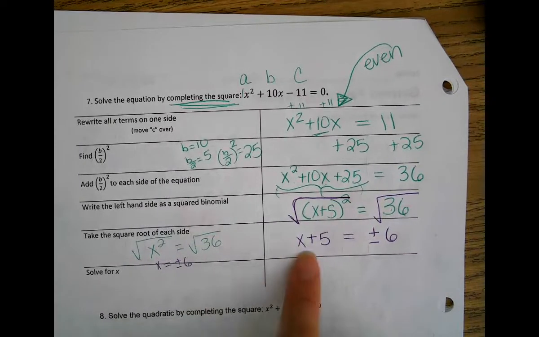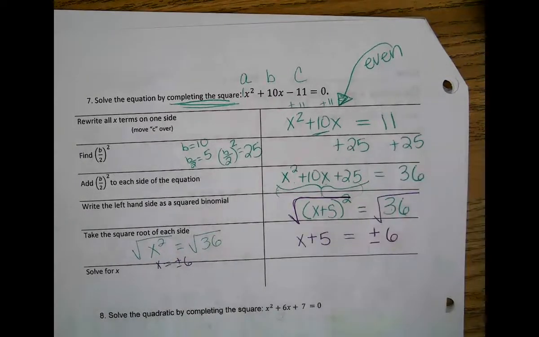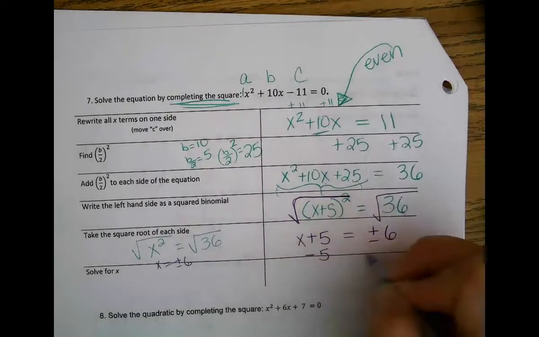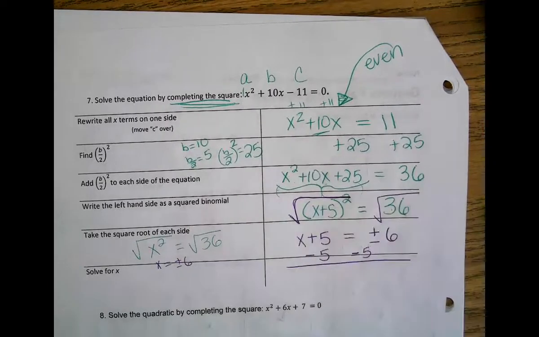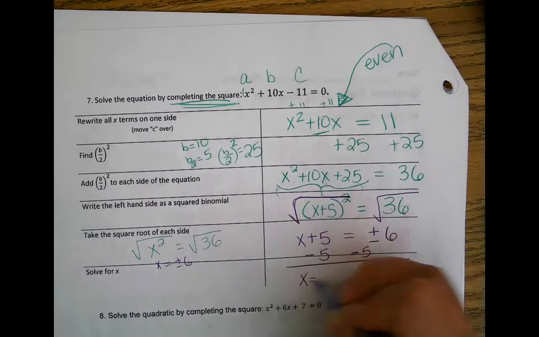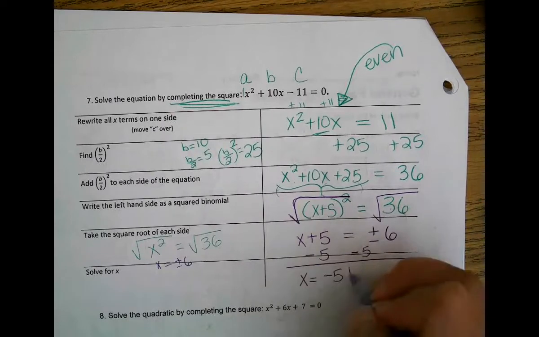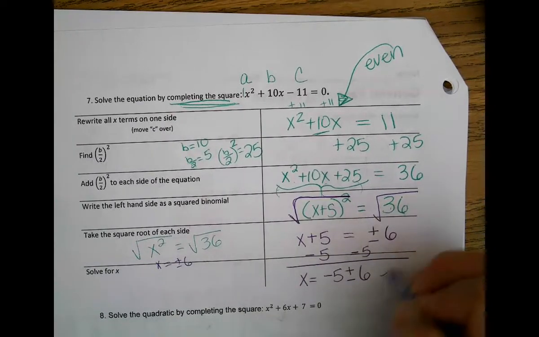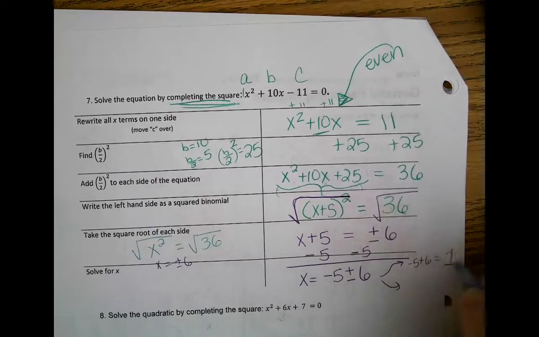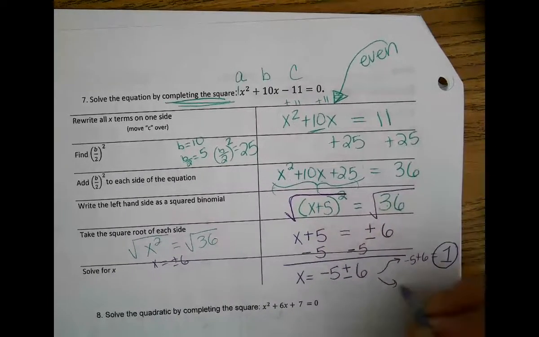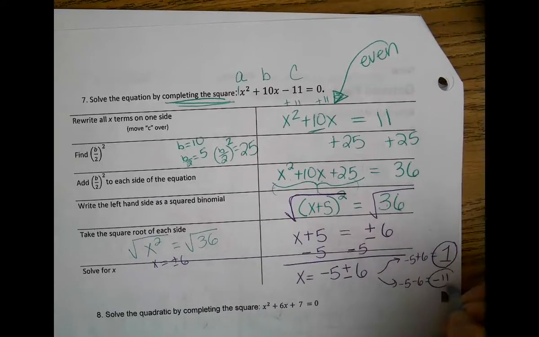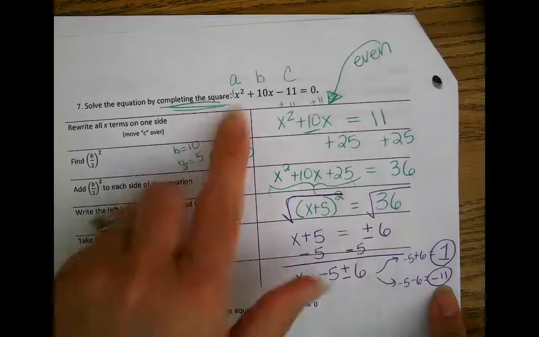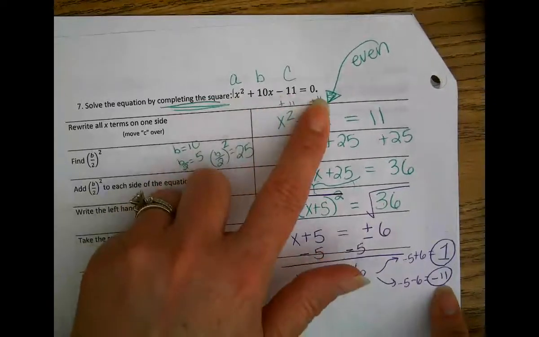But the x is still not alone. So what we have to do now is subtract that 5 across. And where we write that, we write it in front of the plus minus sign. So this reads x equals negative 5 plus or minus 6, which is two answers. Negative 5 plus 6 gives us 1. And negative 5 minus 6 gives us negative 11. There are two values of x that would have made this trinomial equal to 0.